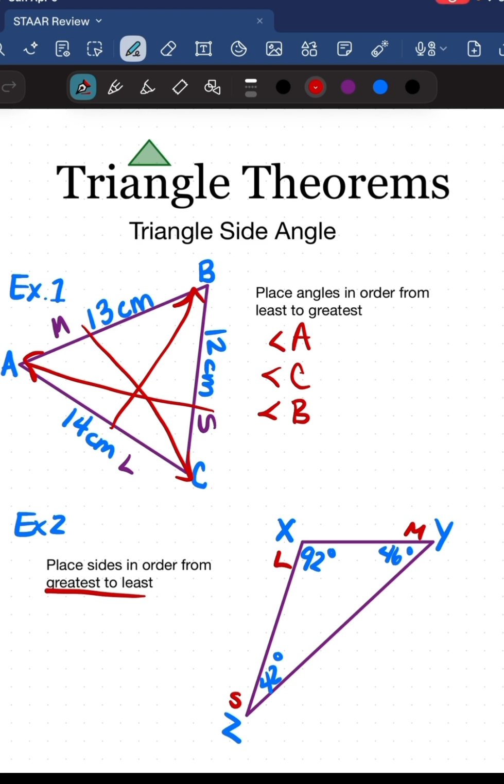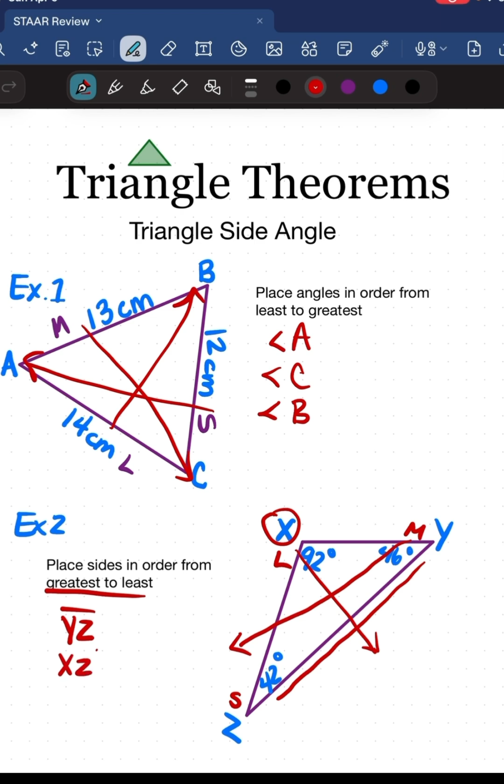So if we start with my greatest angle, which is x, we draw my line across, and I would hit line YZ. Let's do the same thing. Medium, draw my line, and I will hit XZ. And then my smallest, again, draw my line, and I will hit XY. I hope this helps.